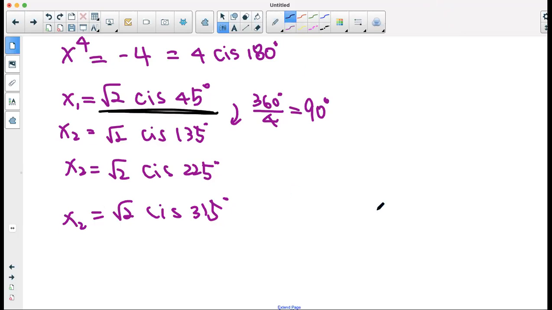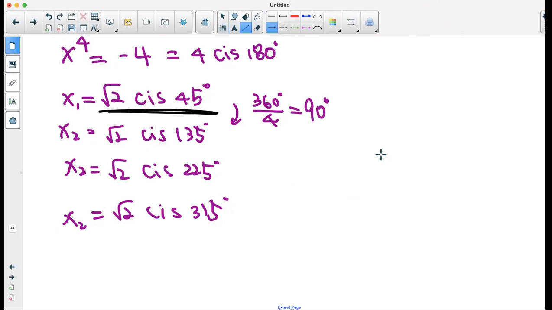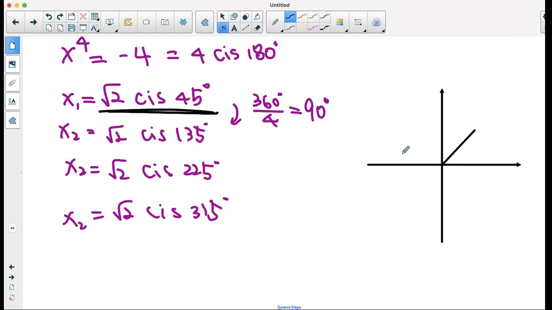So let's look at the first one first. If I were to look at x of 1, I get to see that my first angle is 45 degrees. Let's assume there's 45 degrees here. Is that clear, guys? Yeah? And then this length is equal to radical 2.